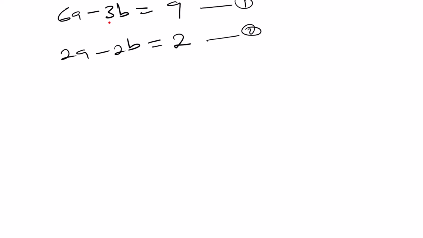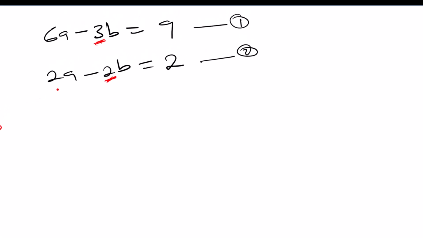But the coefficients here are not the same. We have 3 here, forget about the minus, and we have 2 here. So let's make them equal. We are going to use this 3 here to multiply equation 2, and use this 2 here to multiply equation 1, to get a balanced coefficient. So the next equation will be equation 3. That will be equation 2 times 3.